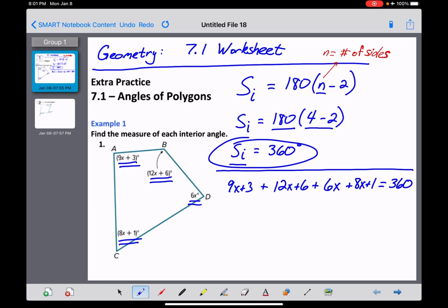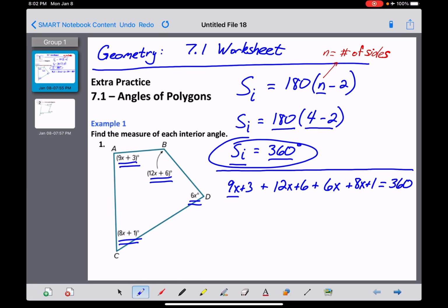Now, when you look at some future problems, those are probably not going to have quadrilaterals, so this 360 is probably going to be a different number for each problem you do in the future. But for now, this is where it's at. So let's solve this equation, guys.